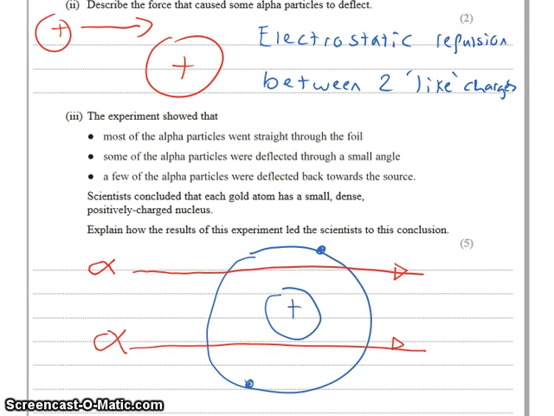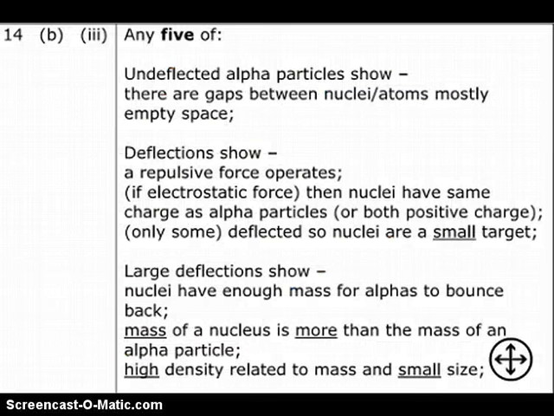Now most of the atom is just empty space, so the majority of alpha particles are just going to go through undeflected. Some alpha particles are going to go close enough that they get some small deflection. A few will hit the nucleus straight on and deflect through very big angles. In terms of how the 5 marks are given, the mark scheme's quite useful here to have a look at. We're looking at, well, basically the following points there.